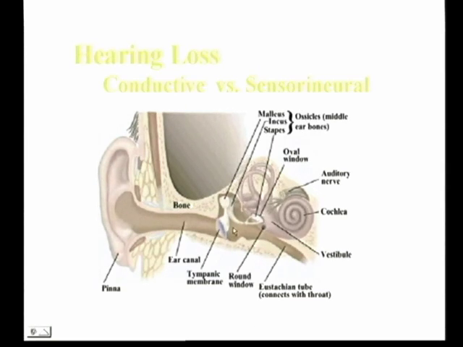Conductive hearing loss versus sensory neural. Again, if we have a problem in the cochlea, it's going to be sensory neural. If we have a problem coming in through here, it's going to be conductive. And don't forget, there's one way of testing this.